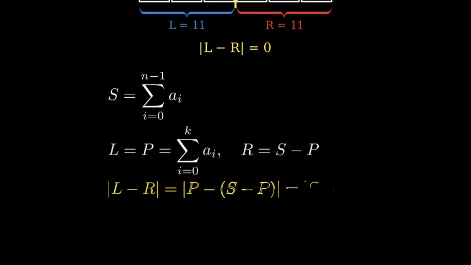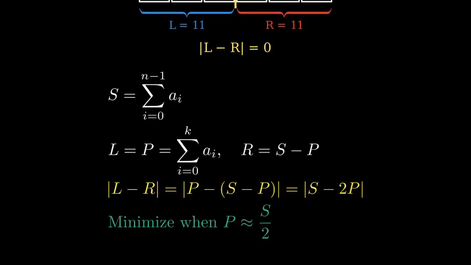Let the total sum be capital S. If the left sum is P, then the right sum is S minus P. The difference is the absolute value of P minus (S minus P), which simplifies to the absolute value of S minus 2P. So minimizing the difference is the same as making P as close as possible to S over 2.